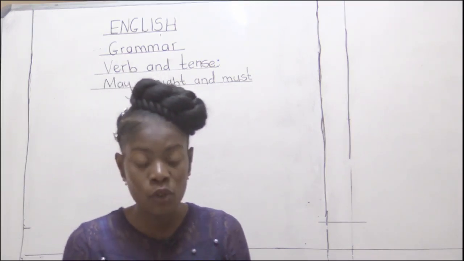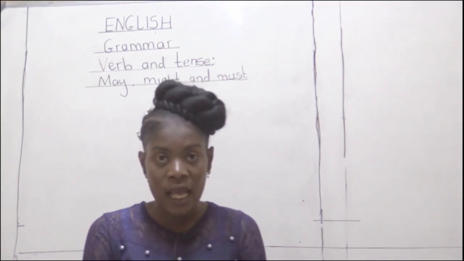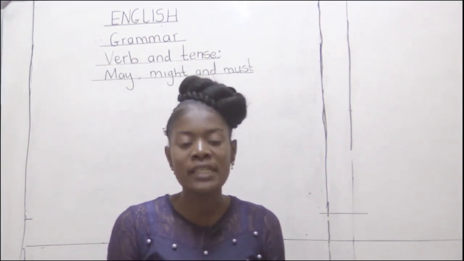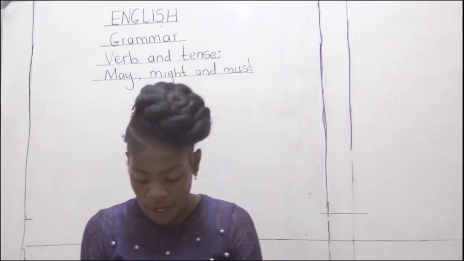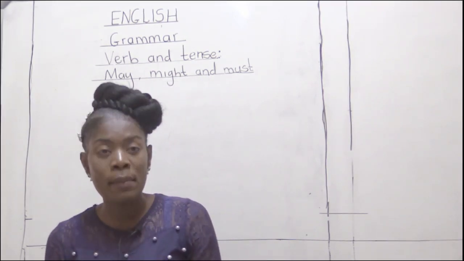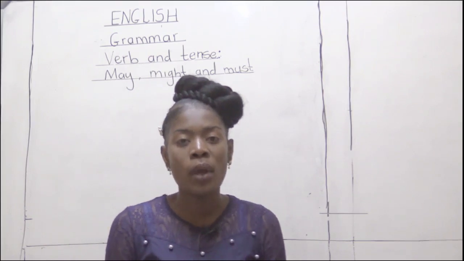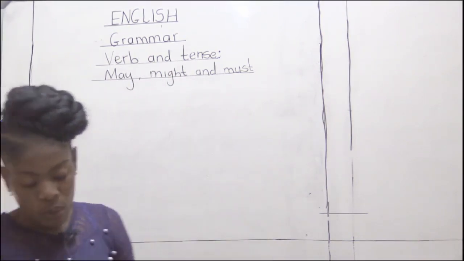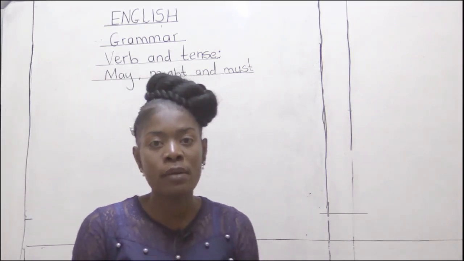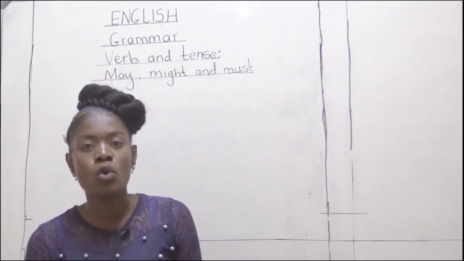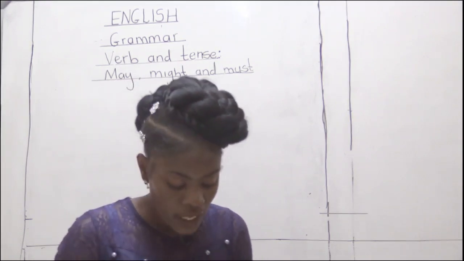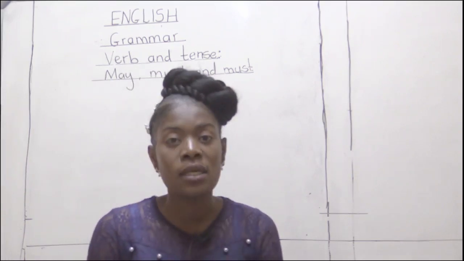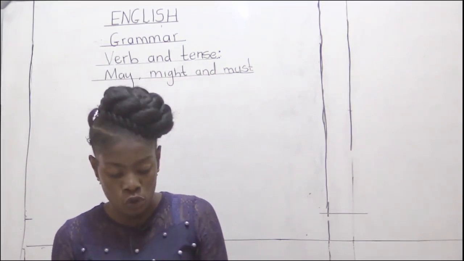Last time in English, you looked at verb and tense, and you looked at do, does, and did. And I said a verb is a word used to describe an action, and a tense is a form of a verb which describes what time the action was done. And I said we use the word do to talk about actions.